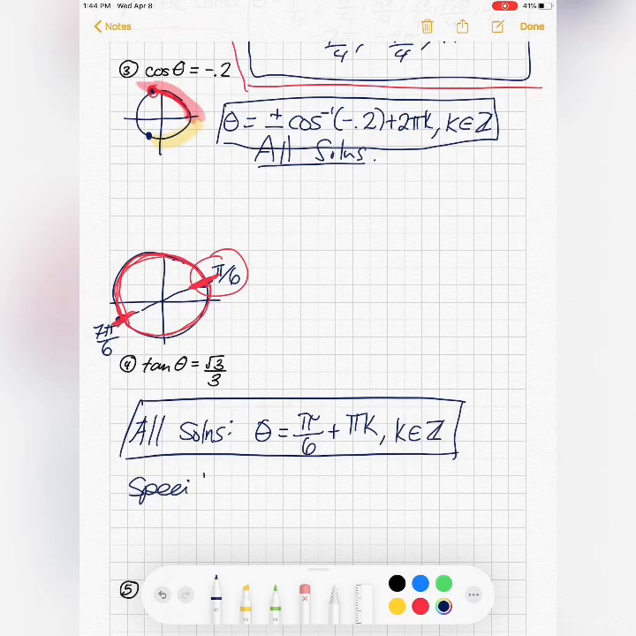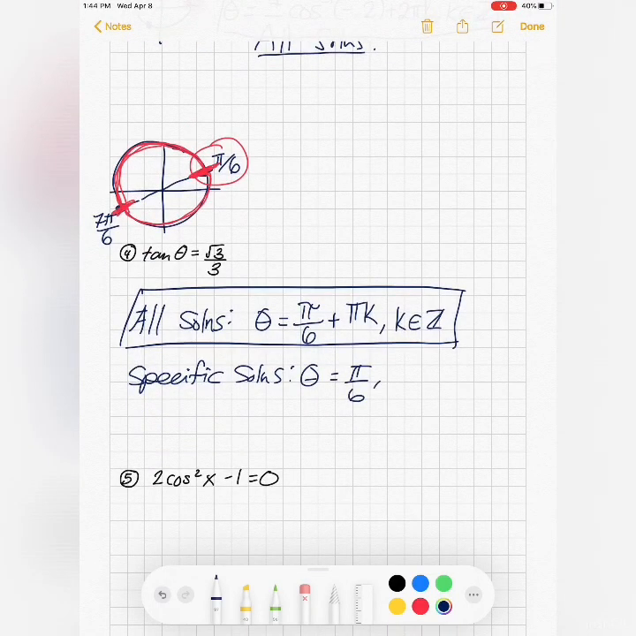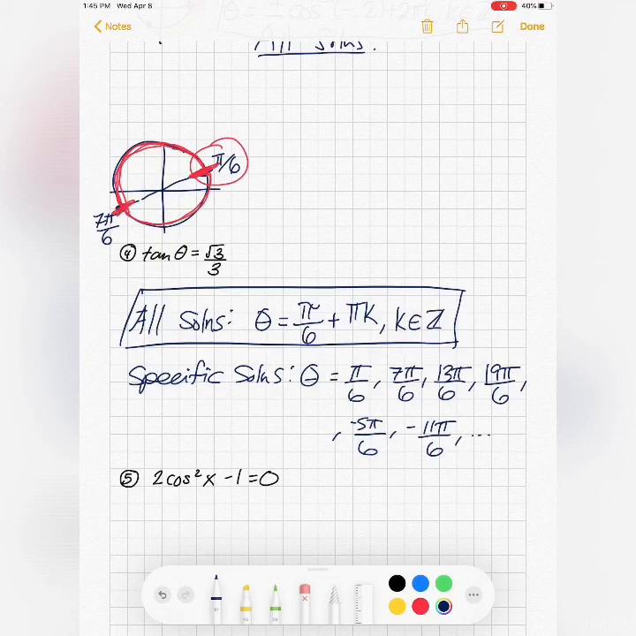So I can actually account for all solutions in just one equation. Should I list some specific solutions? Okay, so pi 6. Now this time I'm adding or subtracting pi, so that's 6 sixths, right? So there's 7 pi 6. You can see that lands in the correct spot. So what would the next one be? 13 pi 6. And then what, 19 pi 6? Then I could subtract. So negative 5 pi 6. Negative 11 pi 6, etc., right? And I could find as many of those as the instructions asked for.